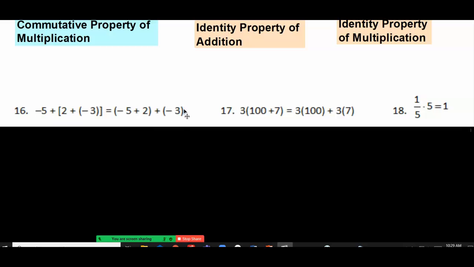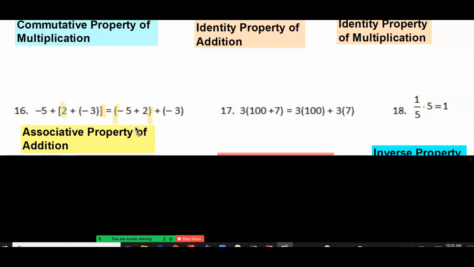Sixteen is kind of tricky. It's hard to see what's different. When I'm looking for differences, I first look for order. So -5, 2, 2, -3, -3. All right, the order didn't change. It's not commutative. Next, I'm looking at the grouping. So here the brackets are at the end. Here I have parentheses at the beginning. And it's not multiplication. So since the parentheses have changed and it's not multiplying, that's the associative property of addition.